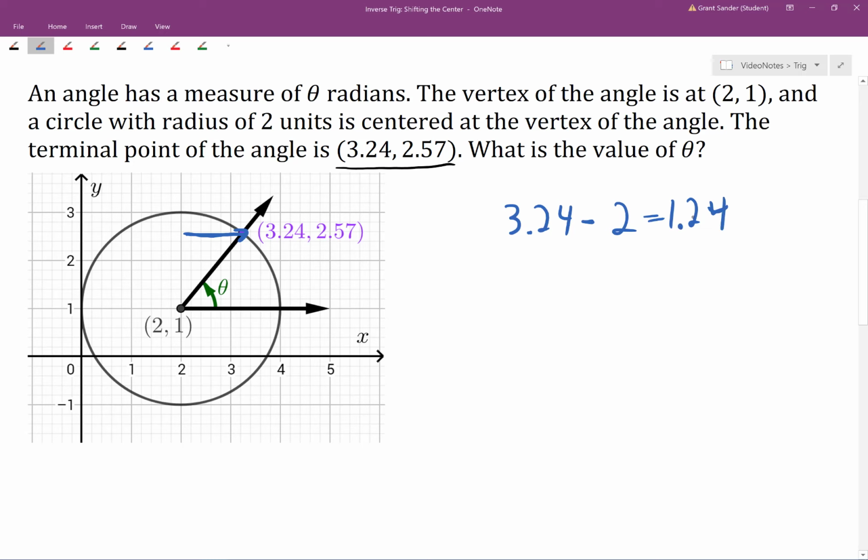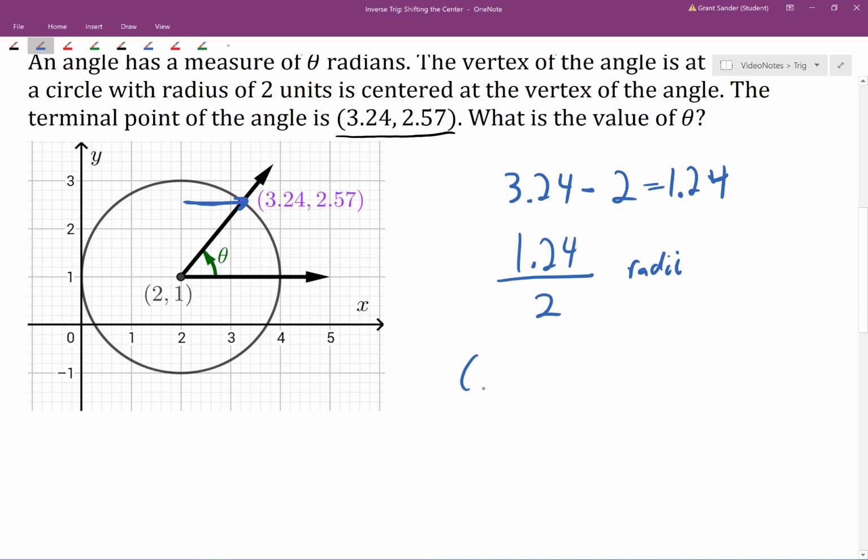that circle. Since the radius of the circle is 2 units, that terminal point is 1.24 divided by 2 radii, to the right of the center of the circle. So the inverse cosine of 1.24 divided by 2 should give us the measure of this angle. So theta will be equal to cosine inverse of 1.24 divided by 2.